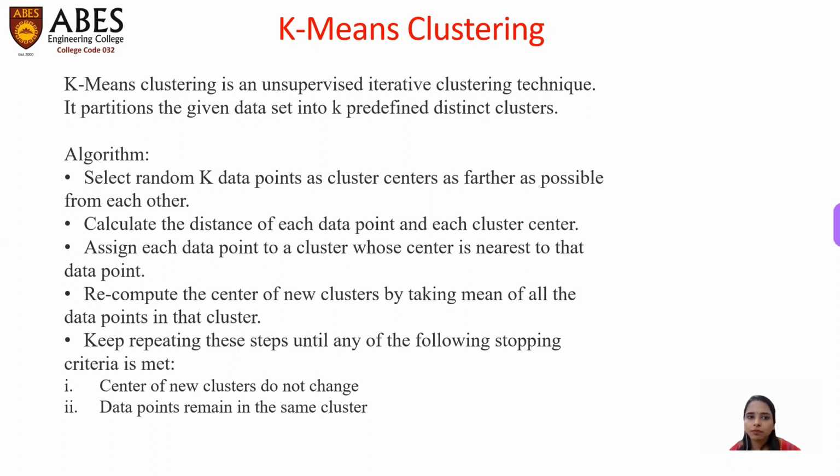In this algorithm, we divide our data into K clusters. Here K is a predefined number, like we already know how many clusters we are going to design. So in K-means clustering, we group our data into K number of clusters. The algorithm goes as follows.